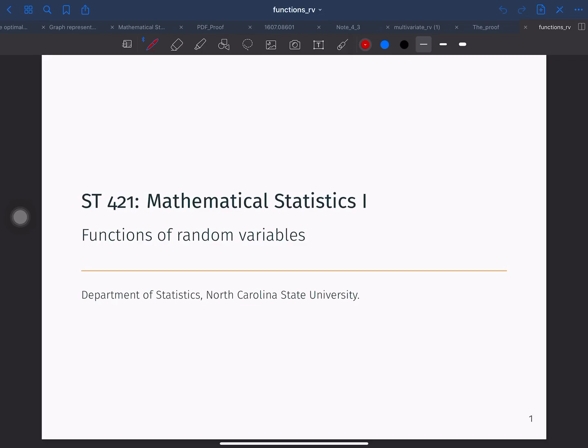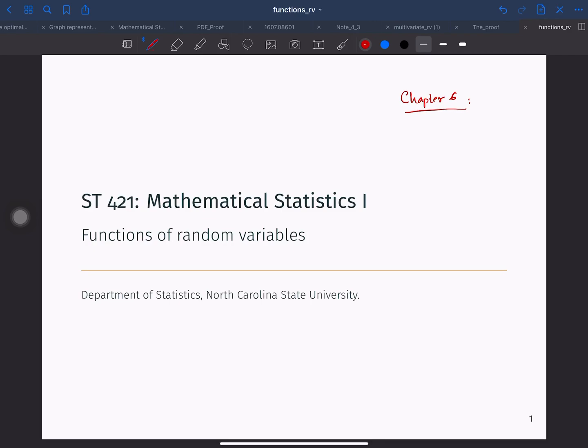Everyone, today we will discuss the last chapter of this semester. This is the material for chapter 6 of the textbook, and this will be the last topic we will see for 421. The remaining chapters will be discussed in 422.